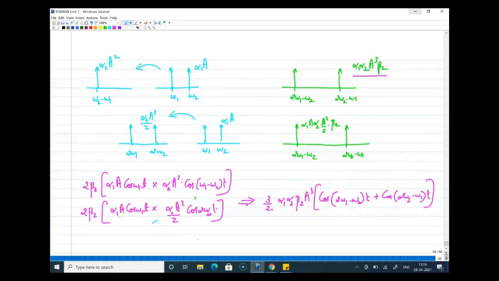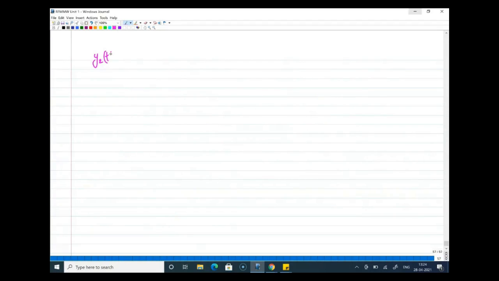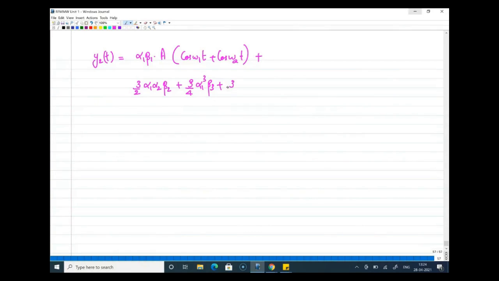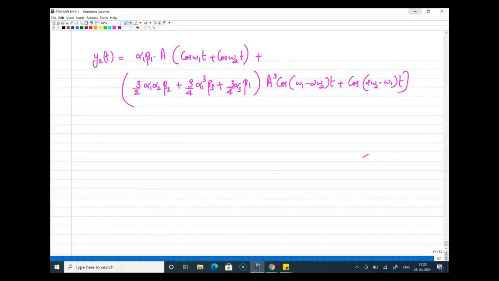So now if I continue to write the expression, I will write y2 of t is equal to alpha 1 beta 1 into a into cos omega 1 t plus cos omega 2 t, plus I have 3 by 2 alpha 1 alpha 2 beta 2 plus 3 by 4 alpha 1 cube into beta 3 plus 3 by 4 alpha 3 into beta 1, all these things as the coefficients for the cubic term, a cube, cos (2 omega 1 minus omega 2) t plus cos (2 omega 2 minus omega 1) t.